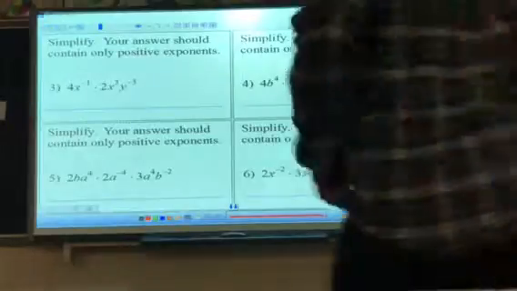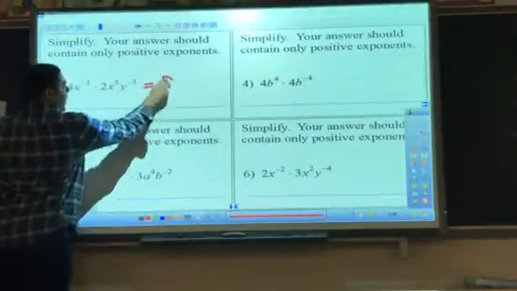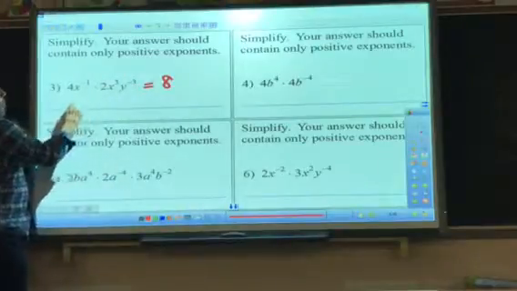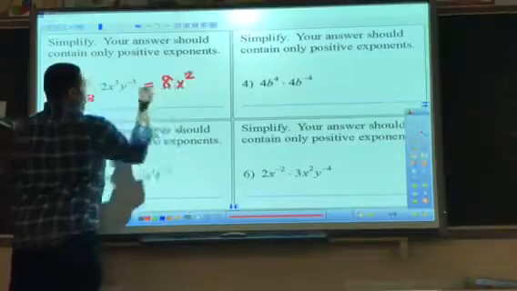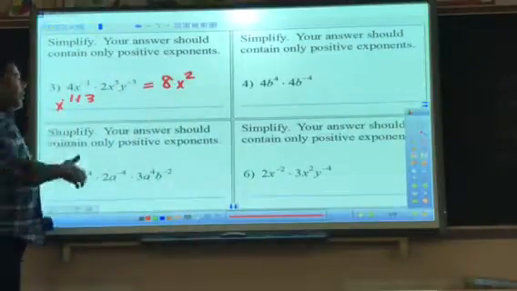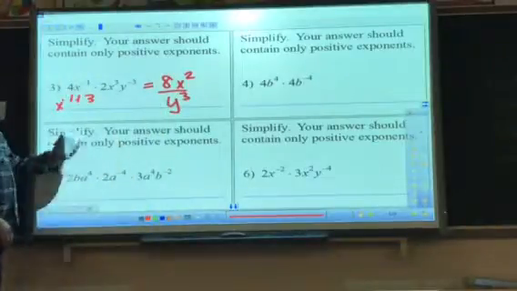All right, take a look here. I'm going to go quickly. Okay, 4 times 2, that's 8. With my x's, add the exponents: negative 1 plus 3, that's positive 2. There's x squared. The y doesn't have a buddy, but it is a negative exponent, so I cannot leave it where it's at. I got to move it.